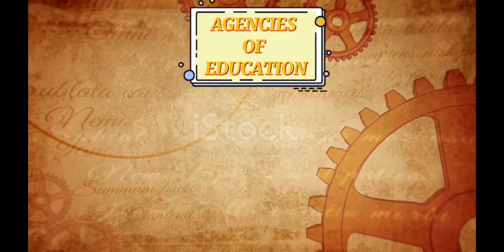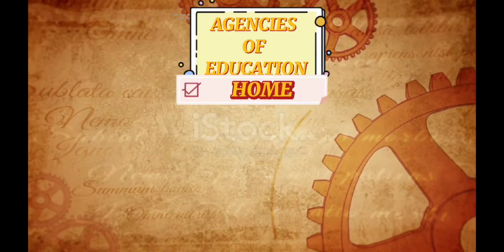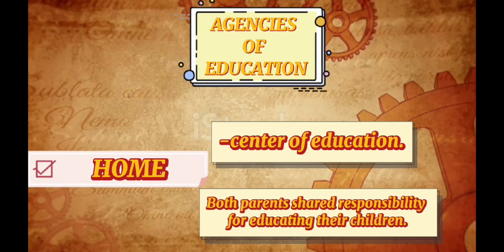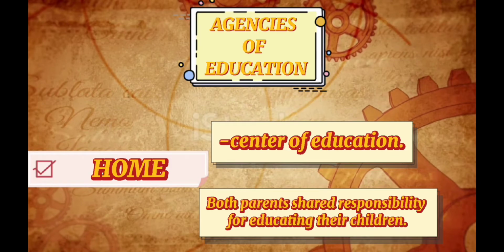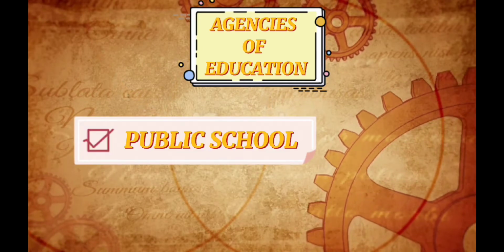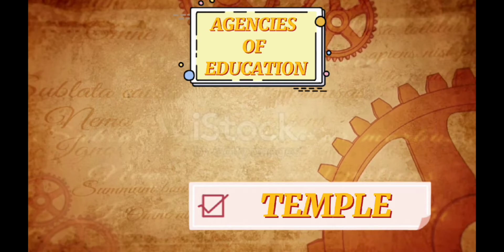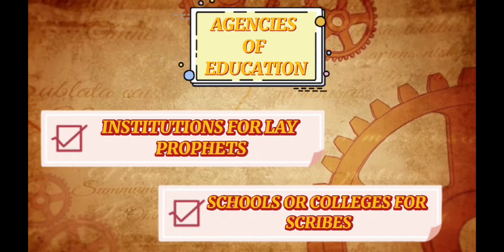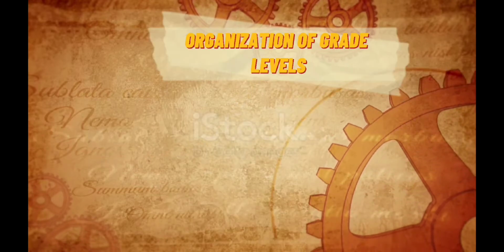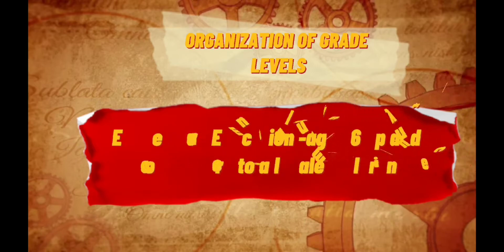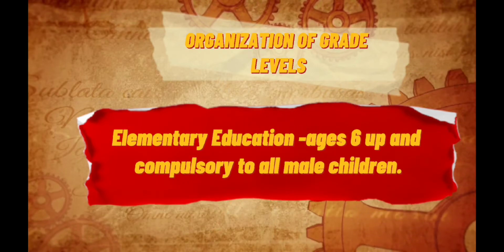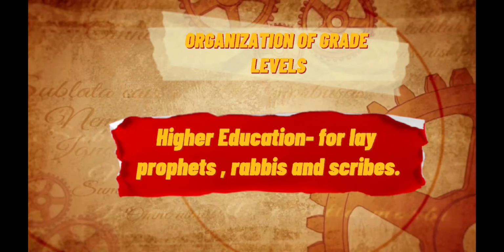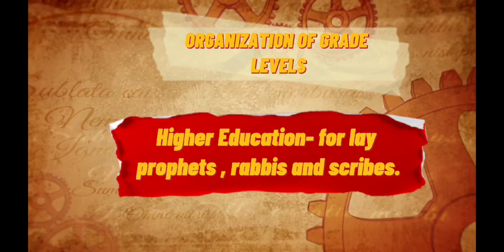Agencies of education. The first one is home. It is the center of education. Both parents share responsibility for educating their children. Number 2, public school, temple, institutions for lay prophets, and schools or colleges for scribes. Organization of grade levels. Elementary education, ages 6 up, and compulsory for all male children. Higher education for lay prophets, rabbis, and scribes.